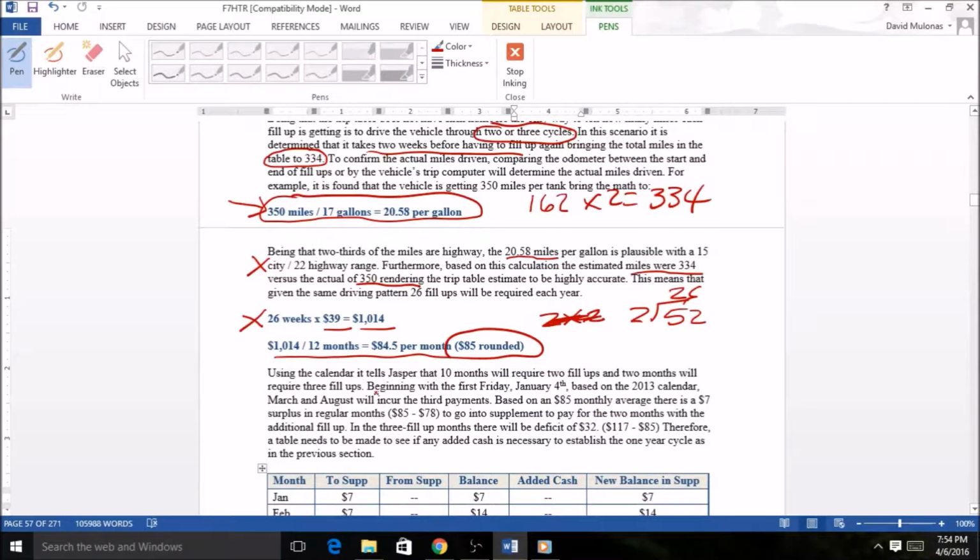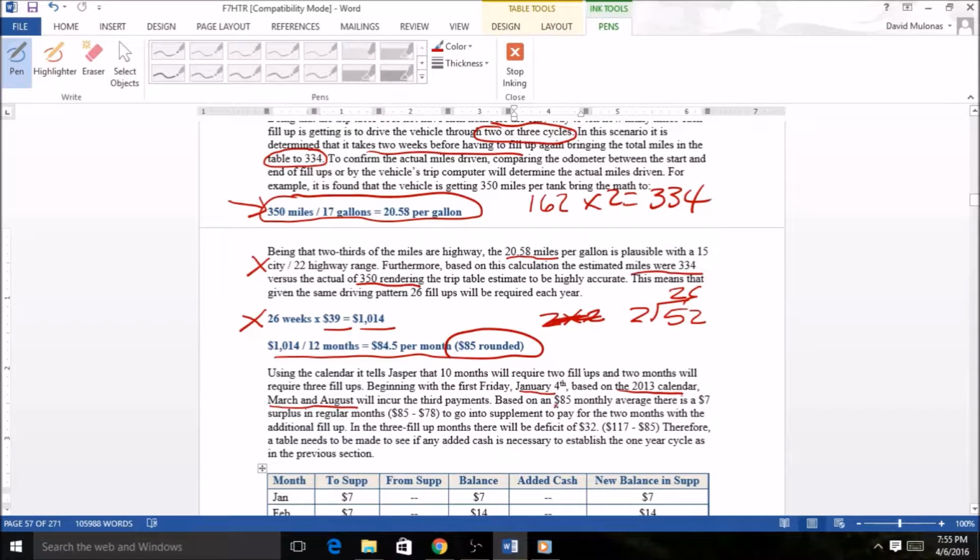Okay, so interestingly enough, we see here that Jasper has 10 months where he will require 2 fill-ups, and 2 months will require 3 fill-ups, and that's just like our bi-weekly paycheck schedule that he has. So, for example, we used a 2013 calendar based on January 4th, and any calendar is fine because today is 2016, but based on this sample, we know that in March and August will require the extra fill-up.